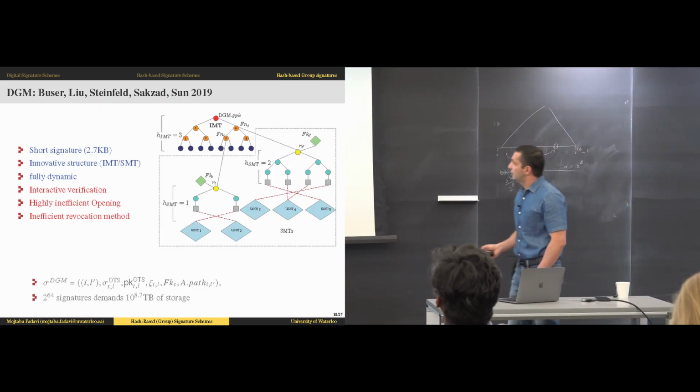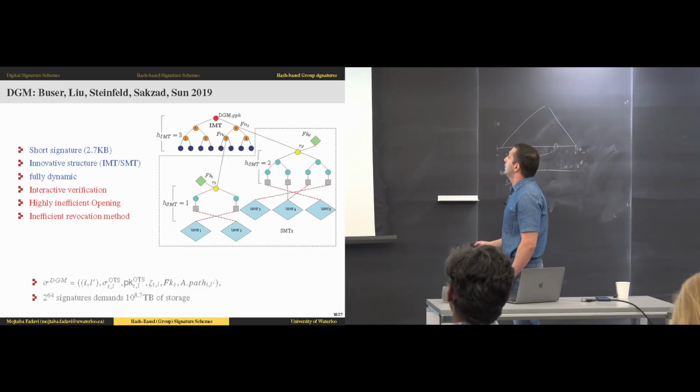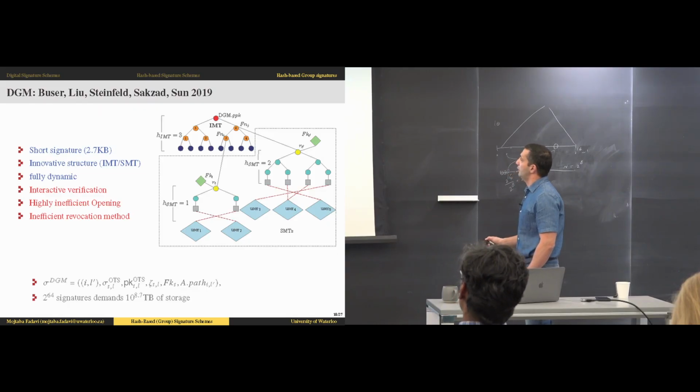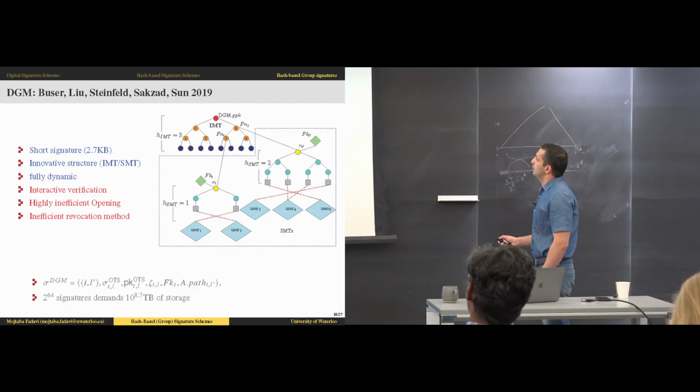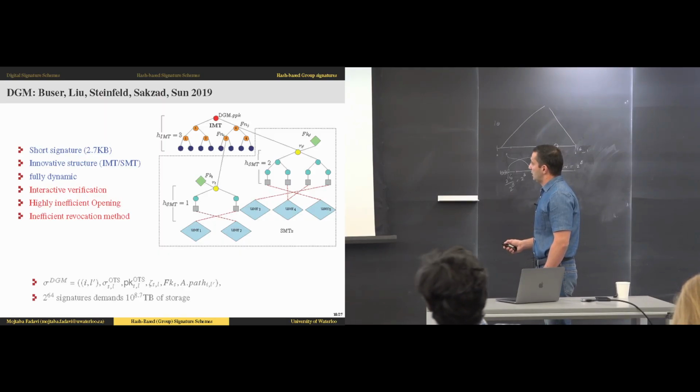After that, DGM was introduced. In DGM, they use an innovative idea: instead of a multi-layer Merkle tree, they used two kinds of Merkle trees, an initial Merkle tree, a unique initial Merkle tree, and many signing Merkle trees, SMTs. These SMTs are linked to the internal node of the Merkle tree, and they generate a fallback key.